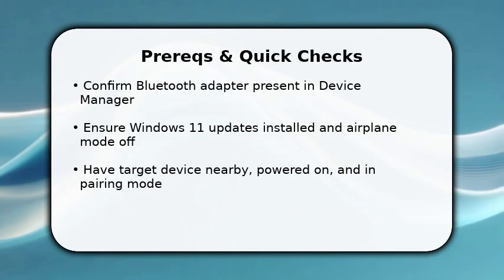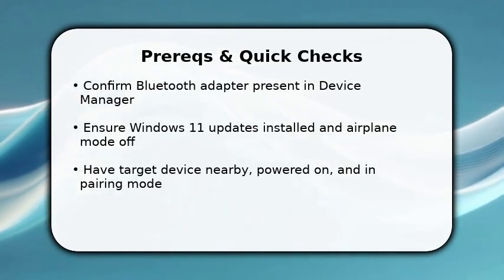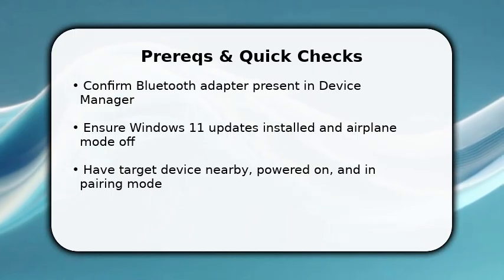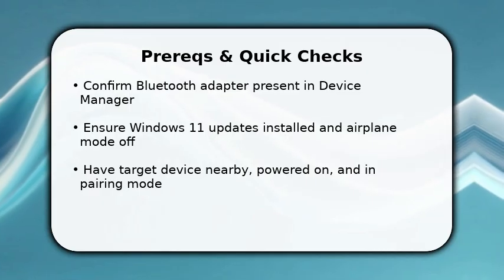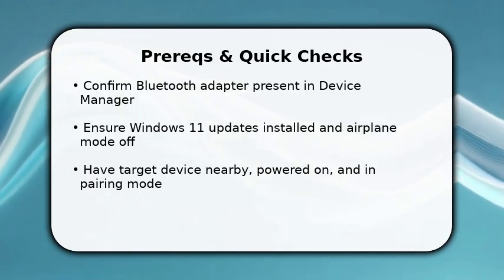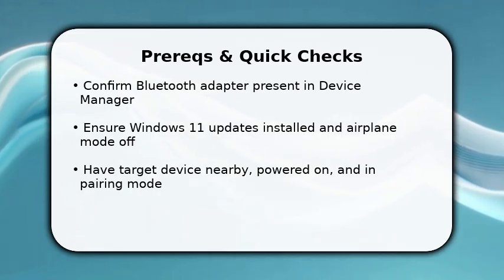You first validate prerequisites. Open Device Manager and confirm a Bluetooth radio exists, then check Windows Update for pending drivers. Make sure airplane mode is off and location permission enabled for scanning. You should also power cycle the target device and place it in pairing mode.